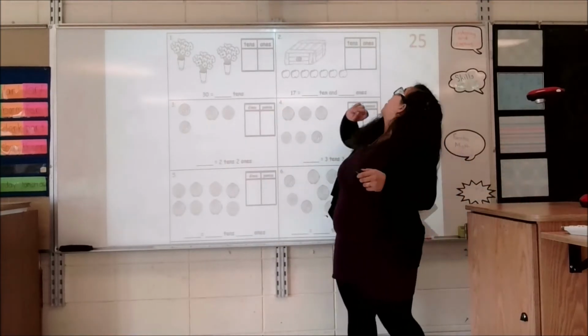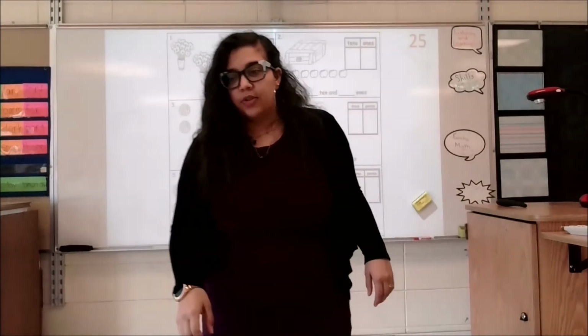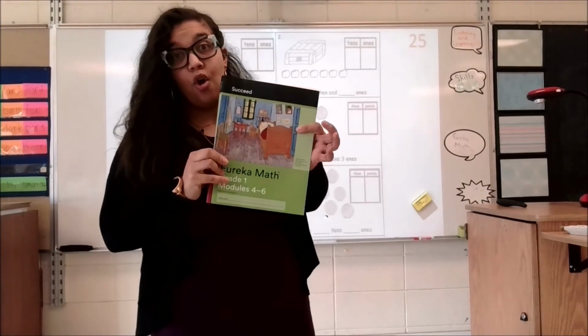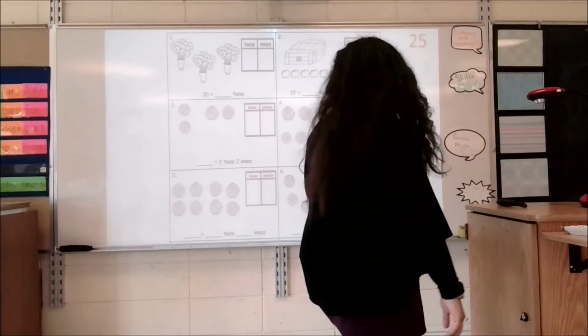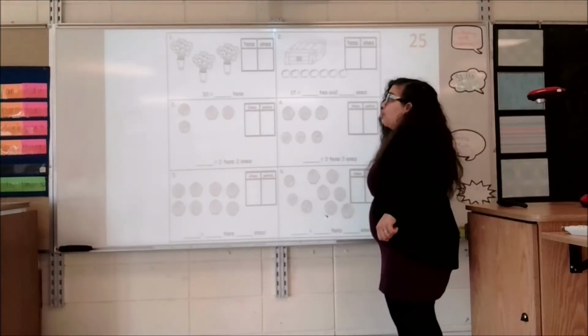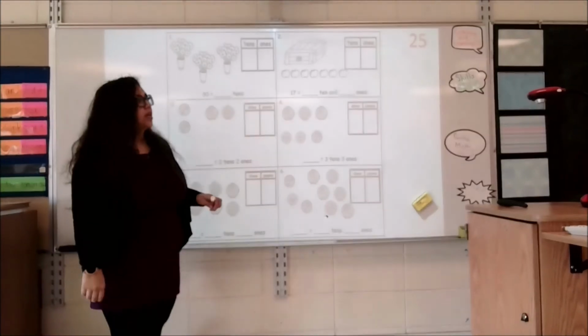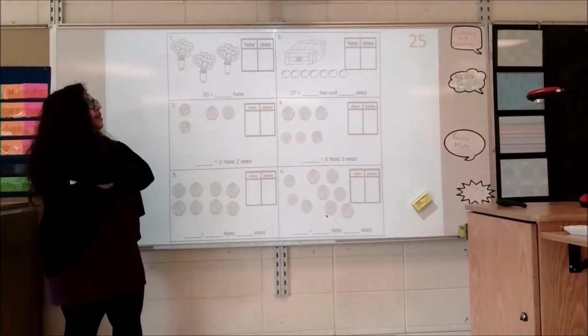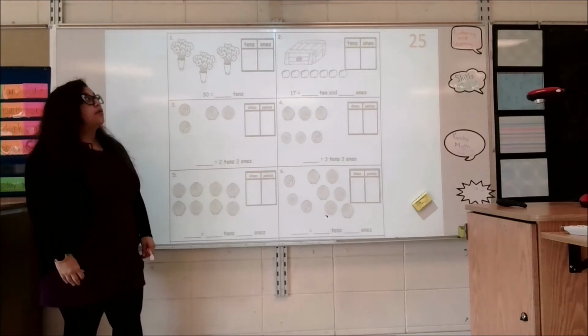But this is page number, I had to put it on this side so you can see it, 25. This is page number 25 in our homework book, our Succeed book. So let's go ahead and practice grouping tens and ones. Tens and ones, still making groups of tens and ones. Our first question shows us what? 3 vases with flowers in them, correct.